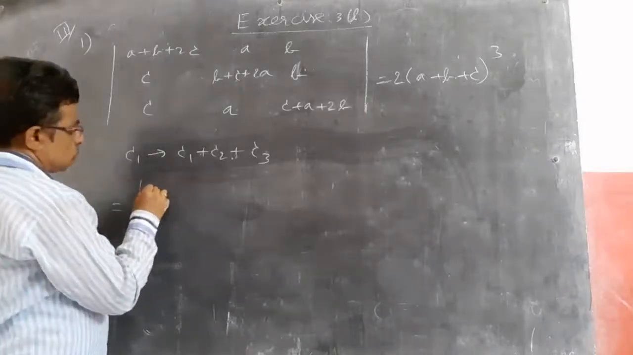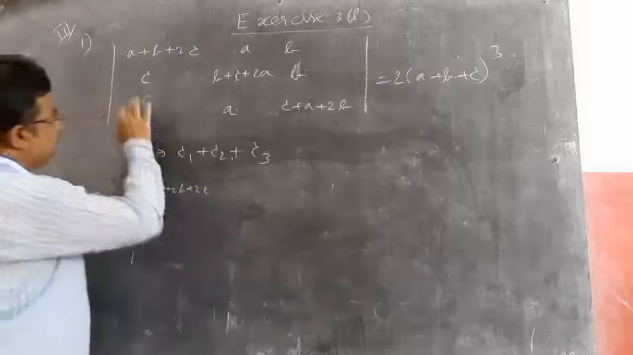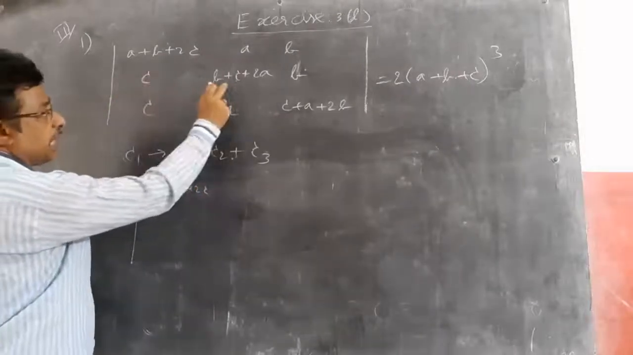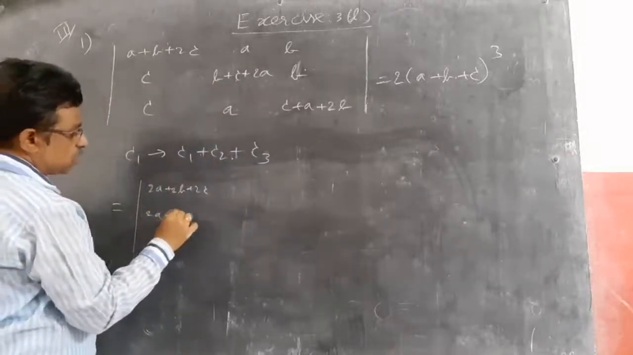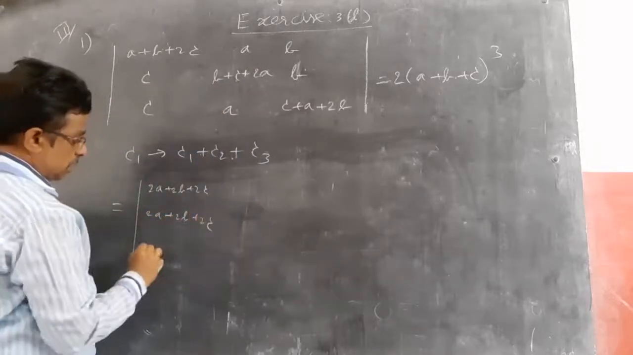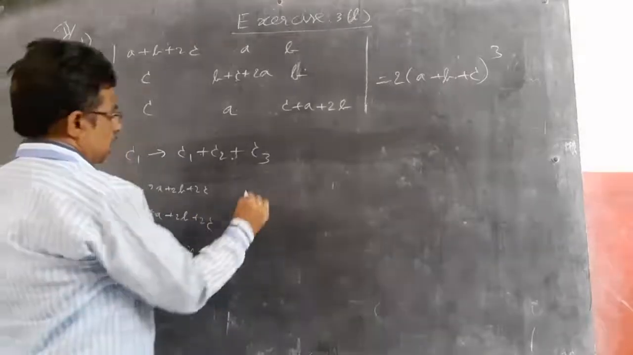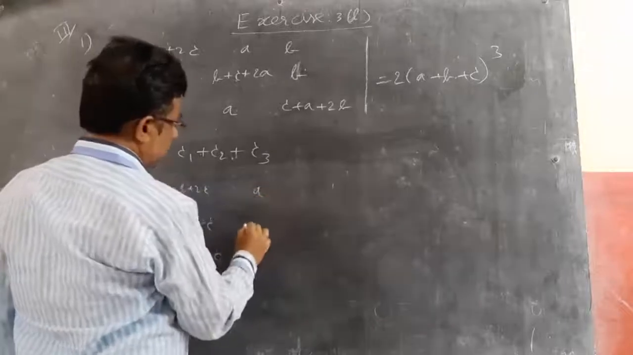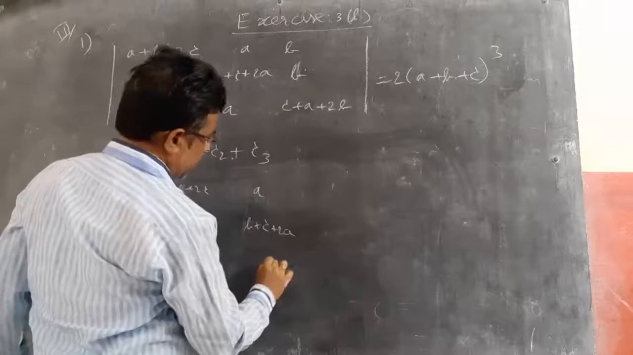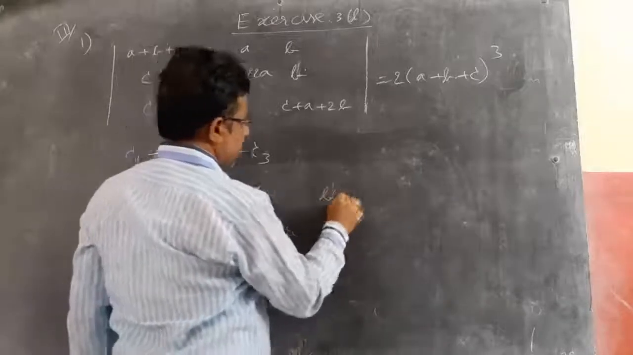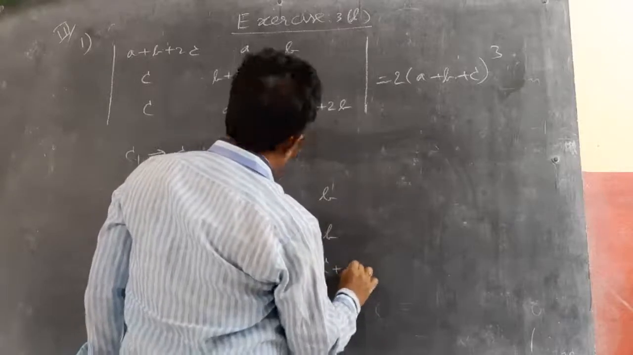So this becomes 2a plus 2b plus 2c. Again here also column-wise I am doing: c plus c, 2b, b plus b, 2a. So 2a plus 2b plus 2c, and this also 2a plus 2b plus 2c. And these are as is: a, b, c plus a plus 2b; the same as this, b, b, c plus a plus 2b.